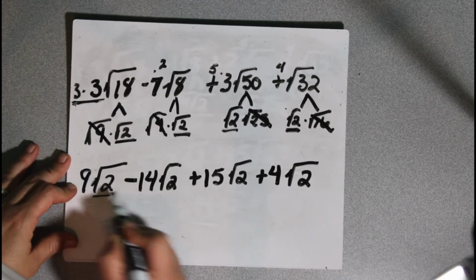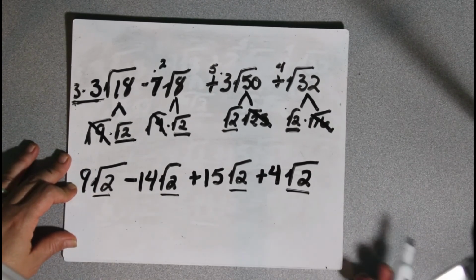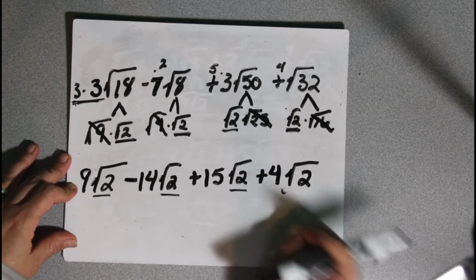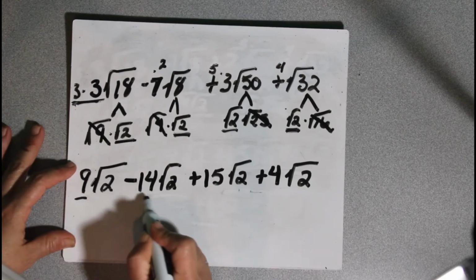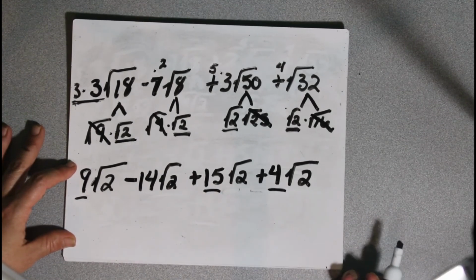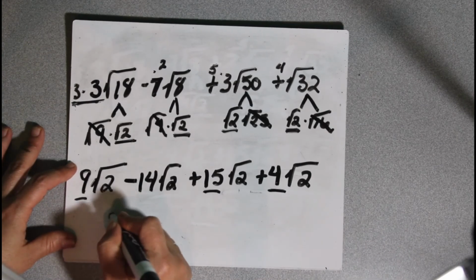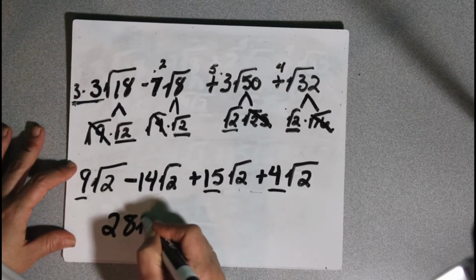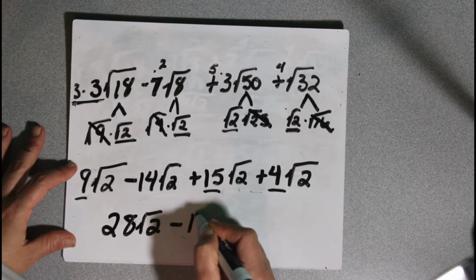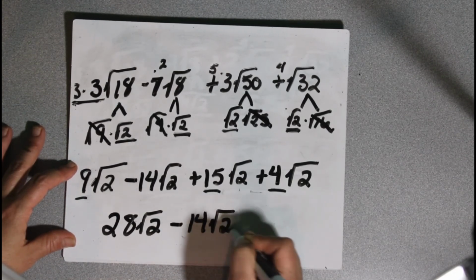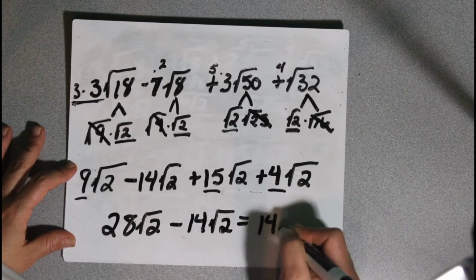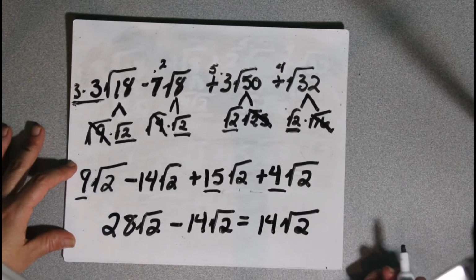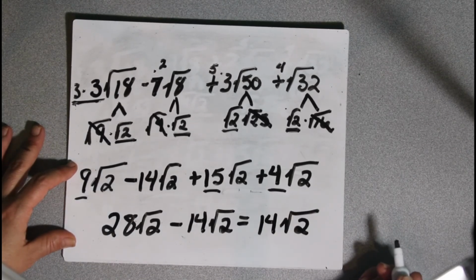Now you'll notice that all of these are the square root of 2, so they're all like terms. So now all we have to do is add them. I like to find all my positives and add them up first. So 9 plus 15 plus 4 is 28 times the square root of 2, minus 14, our only negative, times the square root of 2. And 28 minus 14 is 14 times the square root of 2. So that is the answer to number 28 on problem set 71.